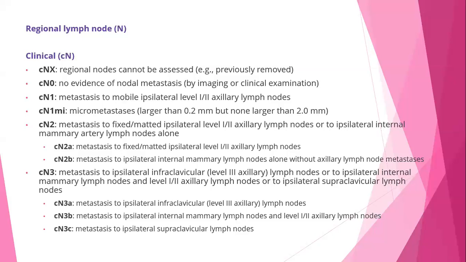CN2, you have metastasis to fixed ipsilateral level 1 and 2 axillary nodes, or metastasis to internal mammary lymph nodes alone on the same side. Again, this is subcategorized into 2A and 2B, where in 2A we have level 1 and 2 axillary nodes, and in 2B we have internal mammary nodes. In CN3, we have metastasis to ipsilateral infraclavicular nodes, that is the level 3 nodes, or to ipsilateral internal mammary nodes and level 1 and 2 axillary lymph nodes, or metastasis to ipsilateral supraclavicular nodes. Again, we have the subcategories.